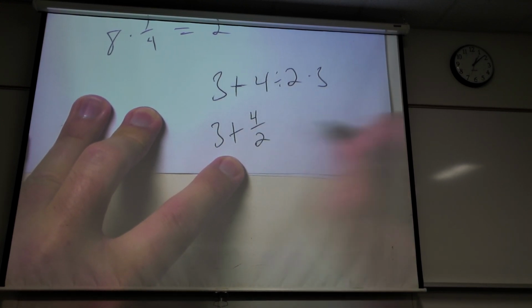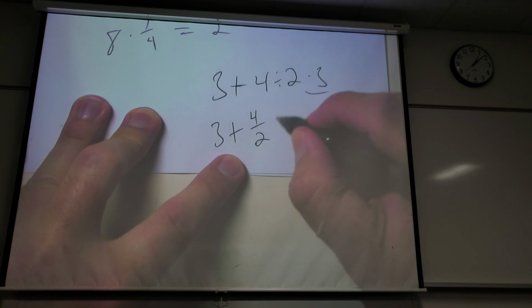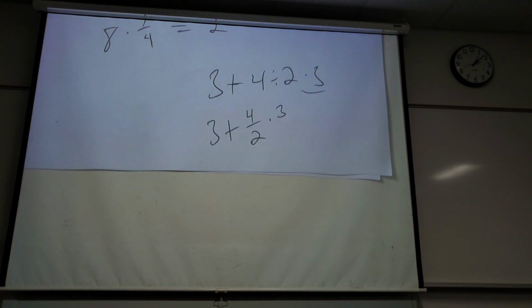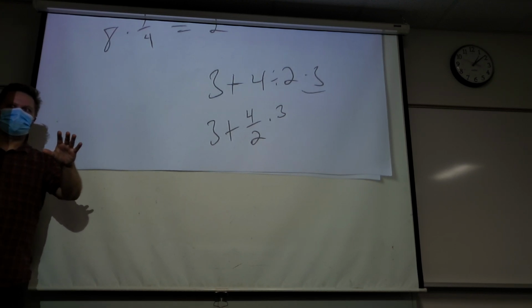4 over 2, which is 2. I know, which is just 2, yeah. And then it says times 3. You did the division first, so. But I'm trying to show you why that is true.